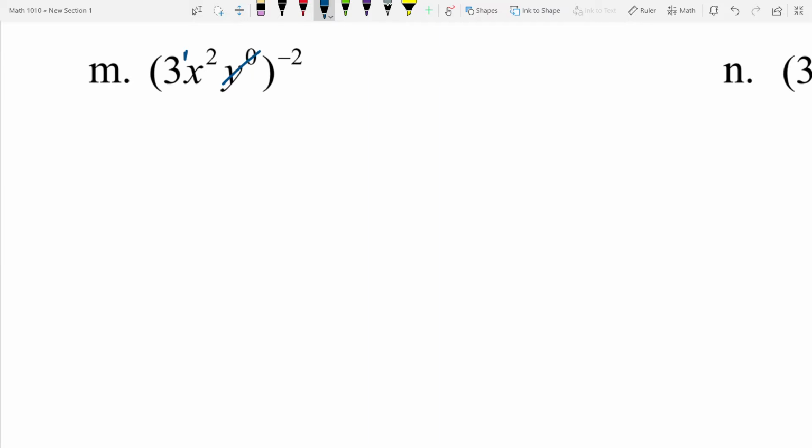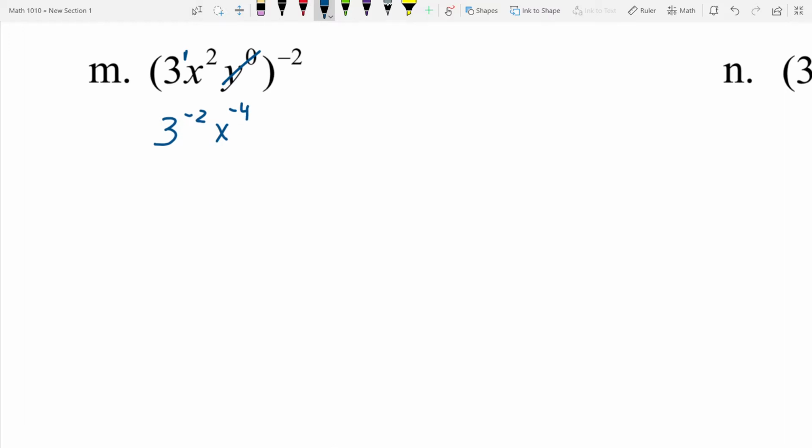And we're going to follow the power to a power rule. So look at your 3. It's raised to the 1 and then to the negative 2. Remind me again what I do to the 1 and negative 2. You multiply. Yep, 1 times negative 2 is negative 2. Look at the x. 2 times negative 2 is negative 4.